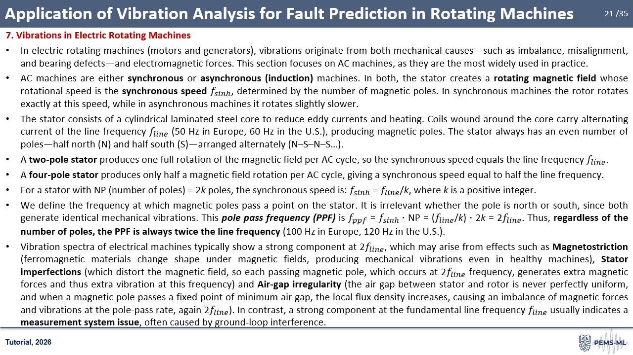The pole pass frequency is the rate at which magnetic poles pass a fixed point on the stator. It is always twice the line frequency, 100 Hz in Europe and 120 Hz in the United States. In vibration spectra, electrical machines typically show a strong component at twice the line frequency, caused by effects such as magnetostriction, defects, or air gap irregularities. By contrast, a strong component at the fundamental line frequency usually indicates a measurement issue, most often ground loop interference.